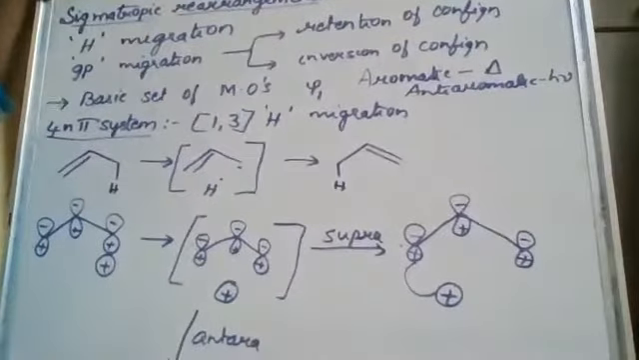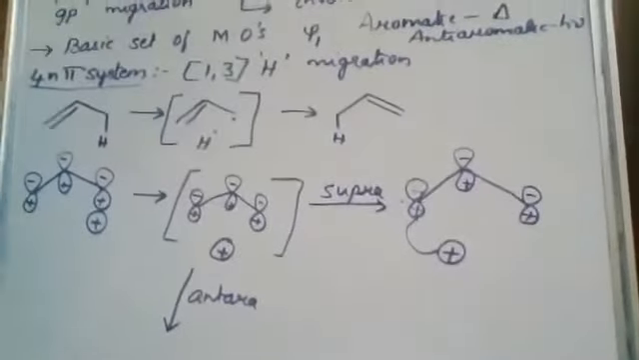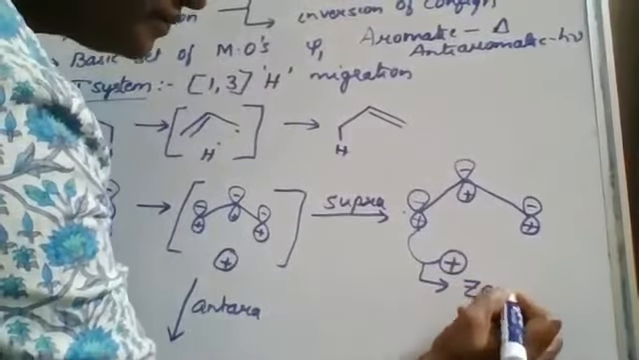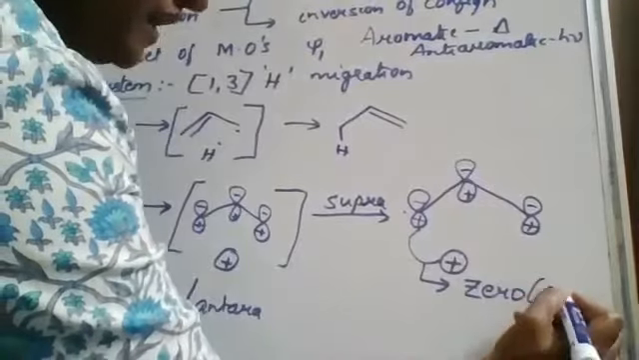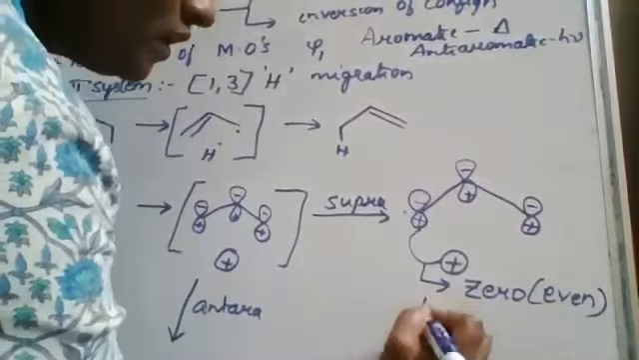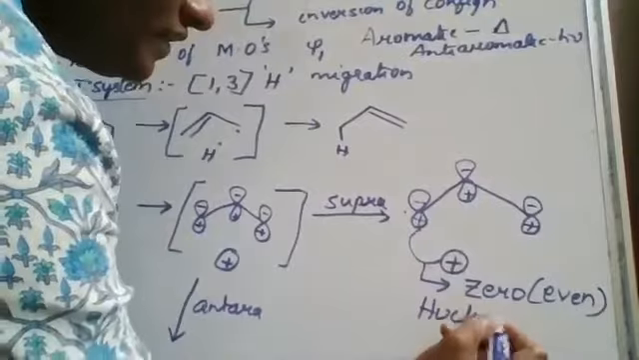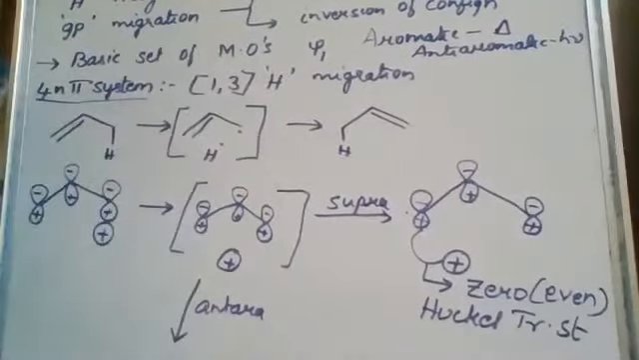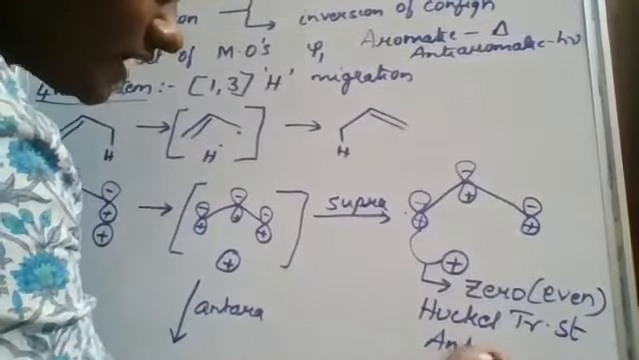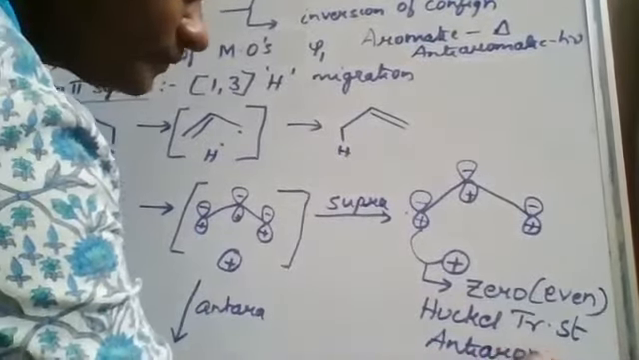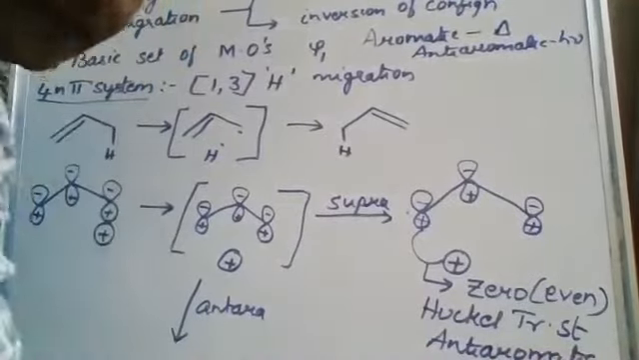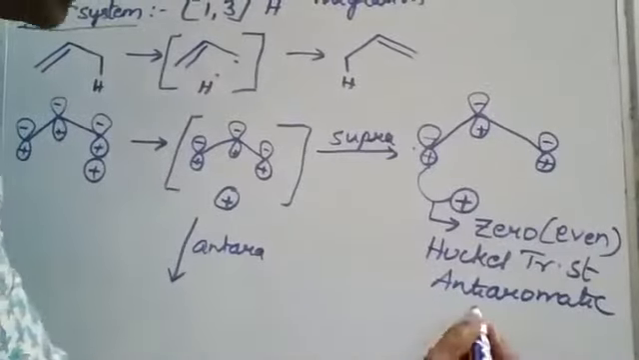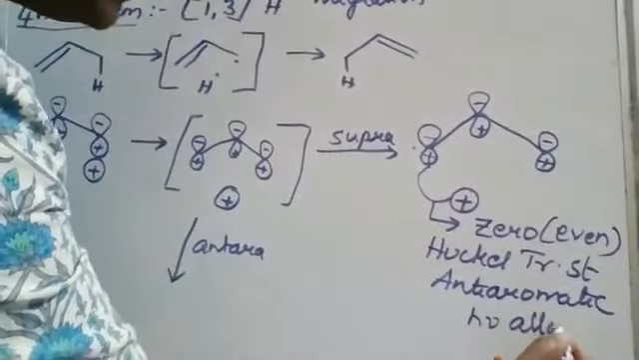So since it is a bonding interaction, I have 0 nodes. It's an even number. Huckel transition state. Because it belongs to a 4n pi system, it is anti-aromatic. As it is anti-aromatic, it is considered to be photochemically allowed.